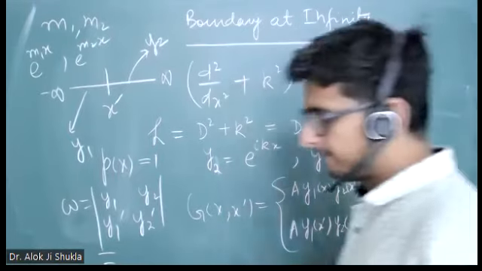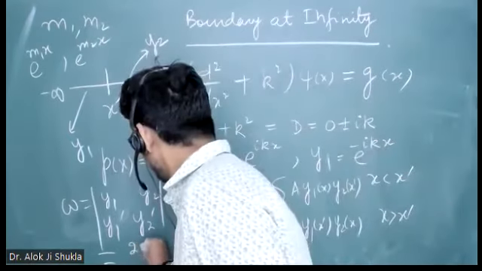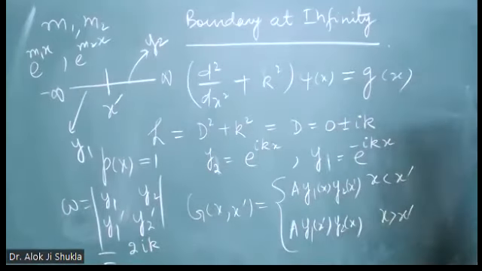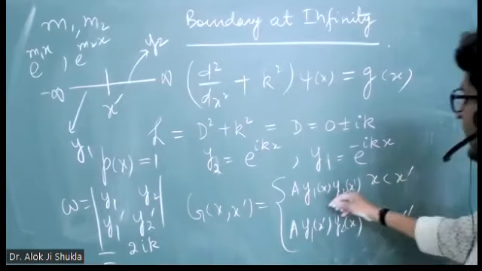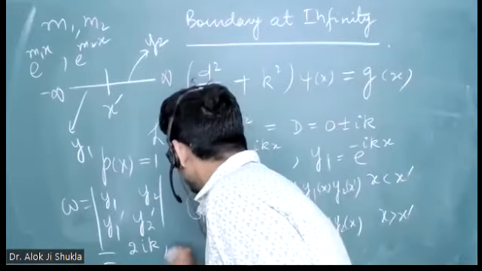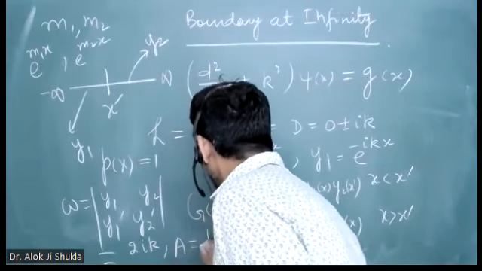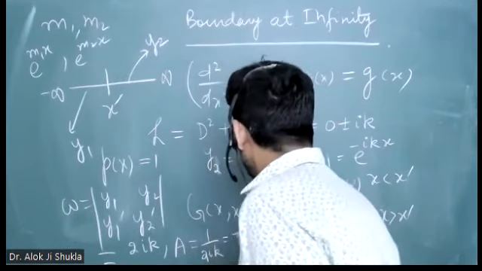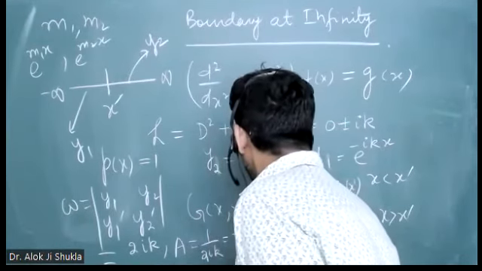Yes, sir. So what will be the value of capital A? 1 upon 2ik. That means minus i by 2k.